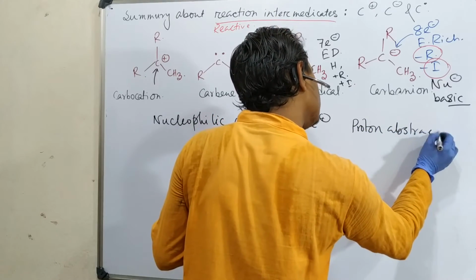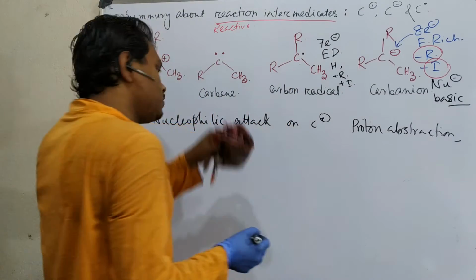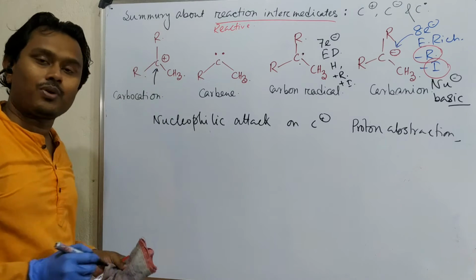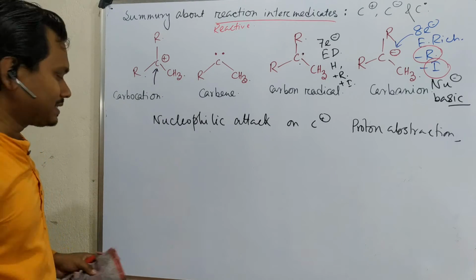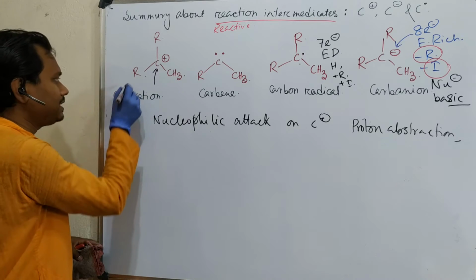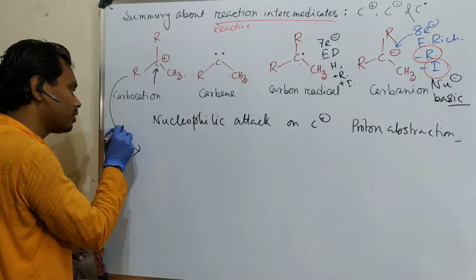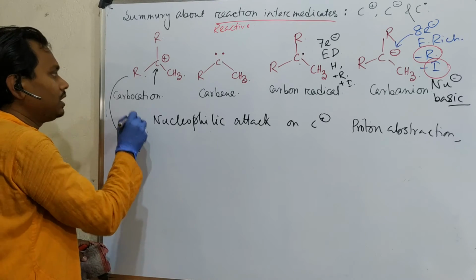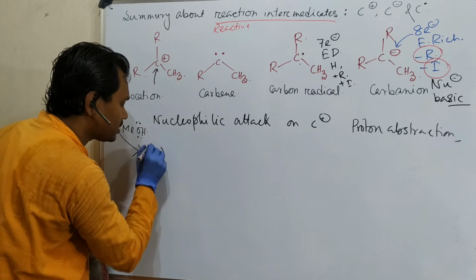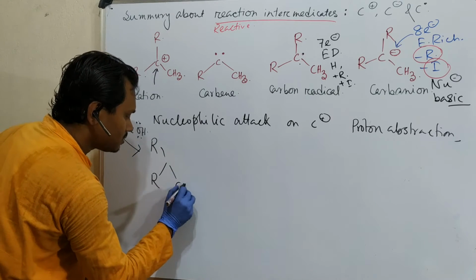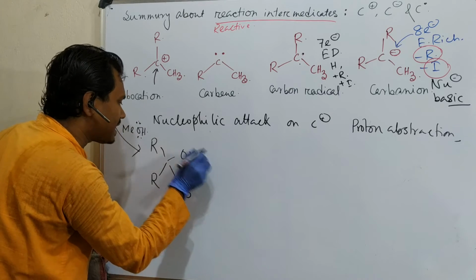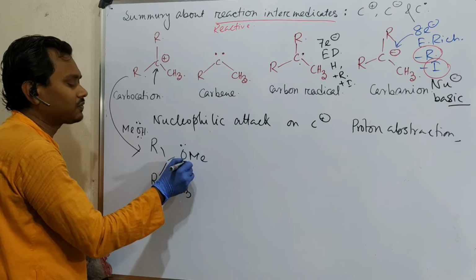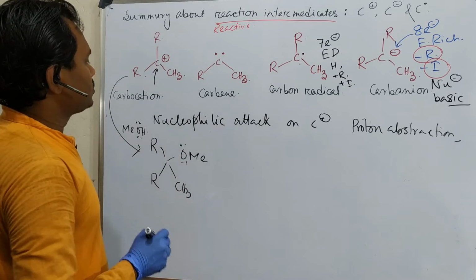Why and how? If you have a nucleophilic reagent, meaning electron rich and able to form a stable bond, then it will react. For example, if you take this and in the reaction medium you have enough solvent like methanol, then the lone pair of methanol can attack. After the attack it will have a positive charge, then it will remove the proton and result in ether formation. So this is the nucleophilic attack.